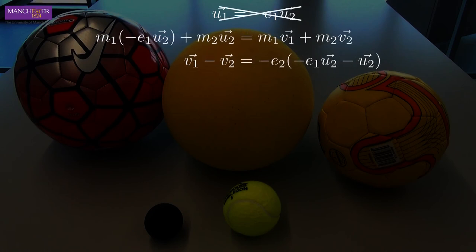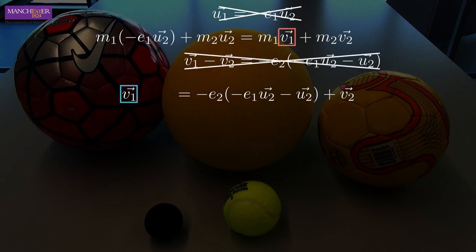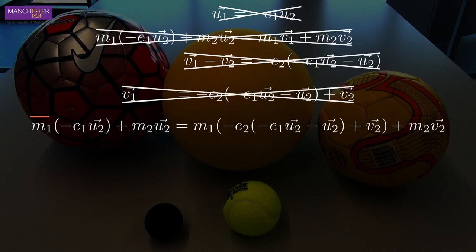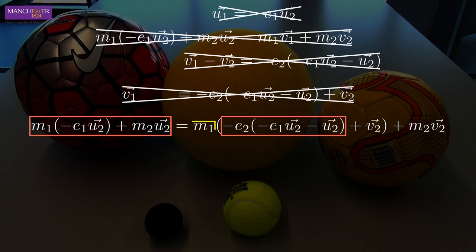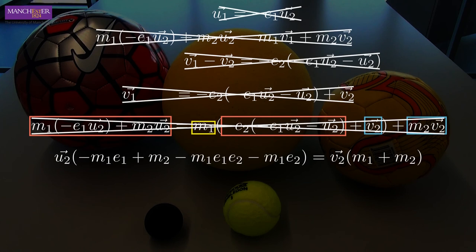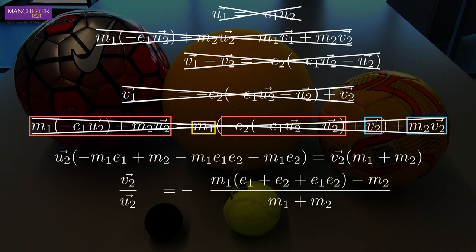Now take the third equation and copy it down a line and move v2 over to the right. That gives us v1. Substitute v1 into the second equation to get the equation shown, and we're done with the second and third equations. Gather terms in u2, that's the red box, then terms in v2, that's the blue box, and there's a common multiplier for some of them, m1, in the yellow box. Take the ratio v2 over u2 to give us the desired rebound velocity in terms of the drop velocity.